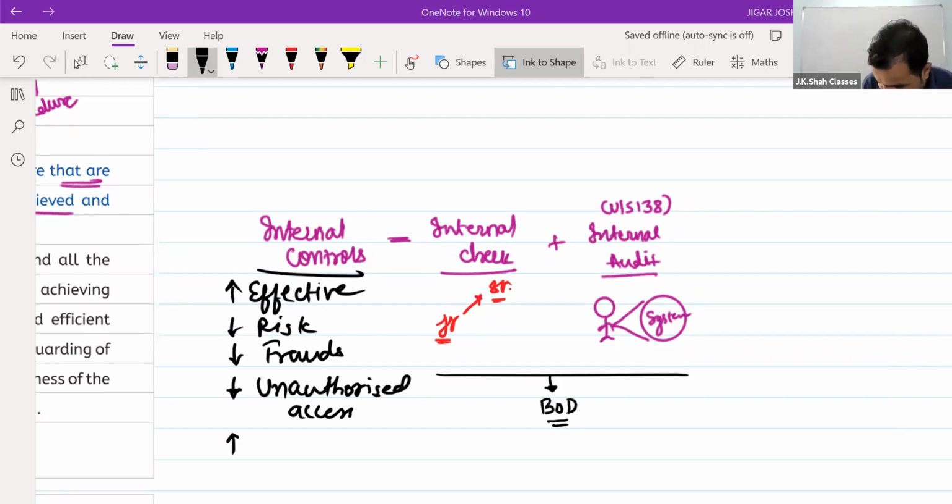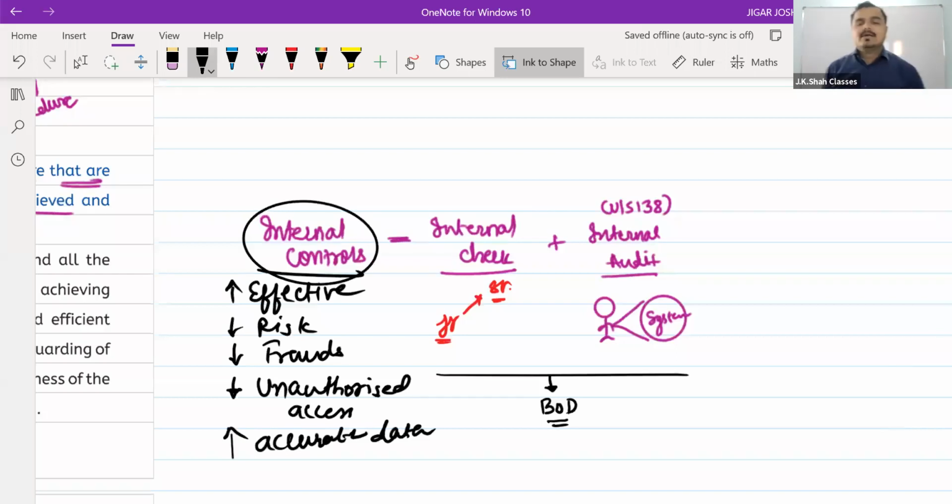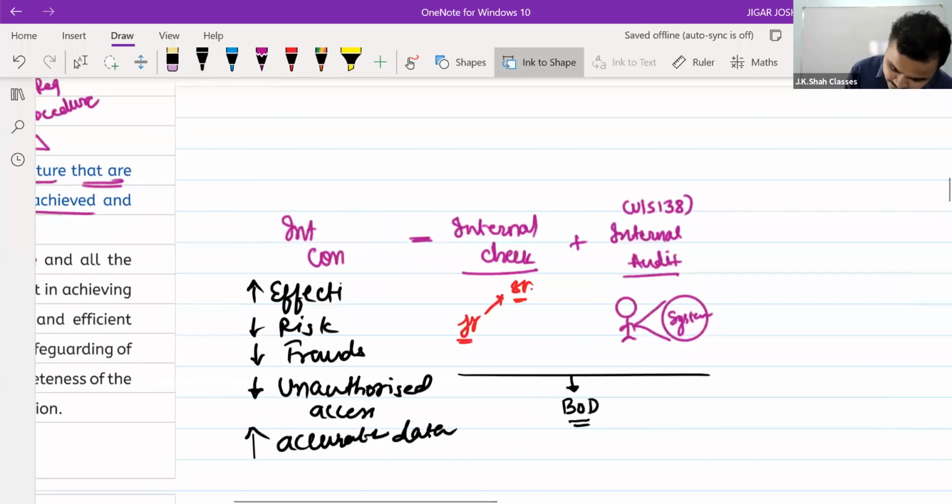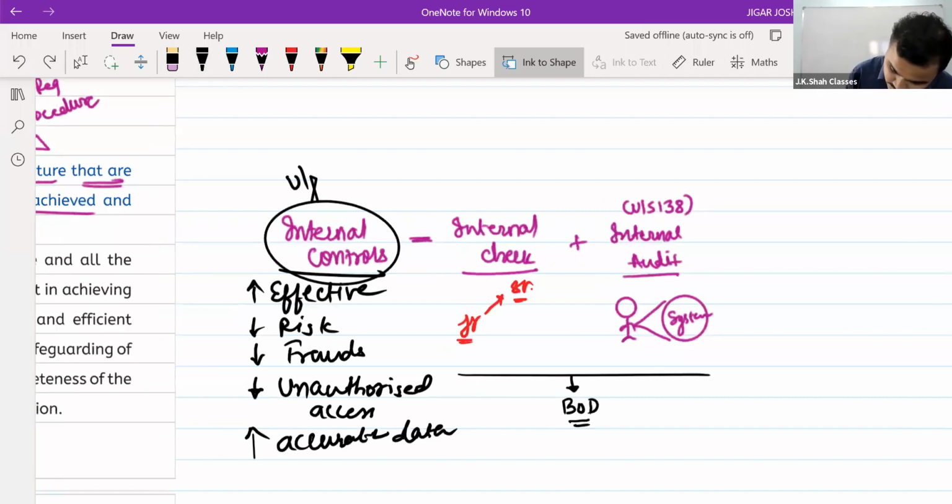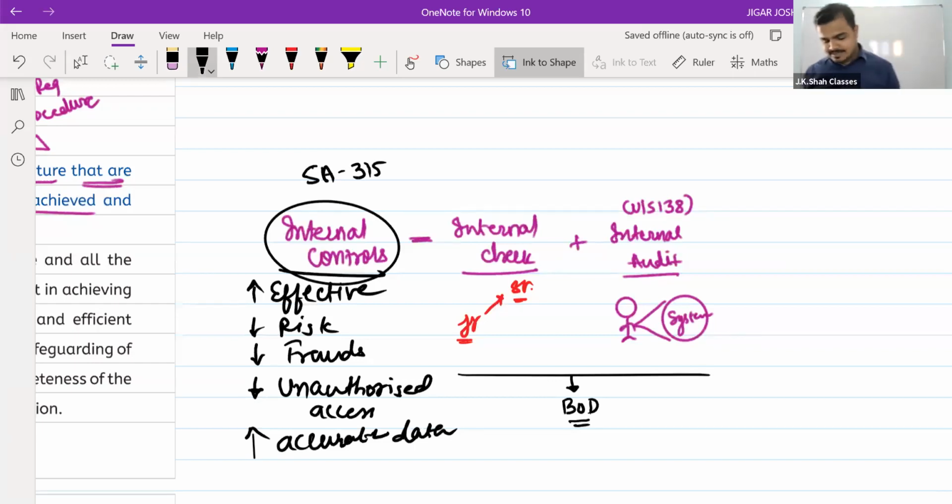Will it provide me accurate data? Yes, sir. Accurate data will be there. So all these things are nothing but the benefit of what? Sir, internal control. And internal controls are defined under Standards on Auditing 315. Understood? Are you conceptually clear?